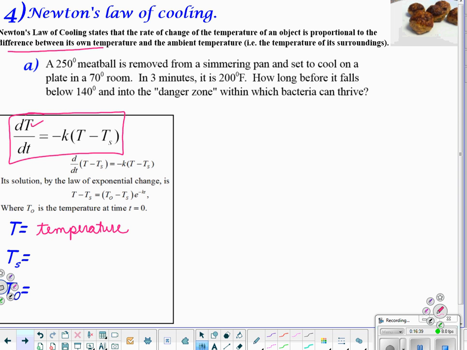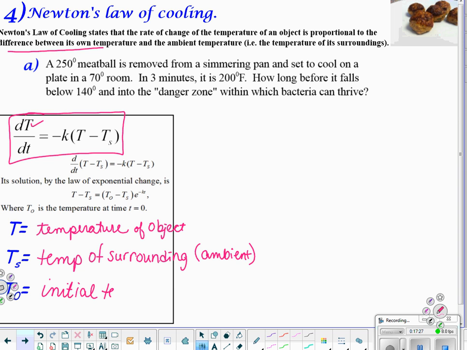The rate of change of temperature of an object. So let's even put T sub object, because we'll get a couple different temperatures going. Newton's law of cooling states the rate of change of temperature of an object is proportional to the difference between its own temperature and the ambient temperature. So the temperature of the surrounding is this T sub S, temperature of the surrounding medium, or the air, or whatever that happened to be. If it was packed in ice, the temperature of the ice. This is also referred to as ambient, isn't it? The ambient temperature. T naught is my initial temperature. Let's get all our variables accounted for here before we start off.